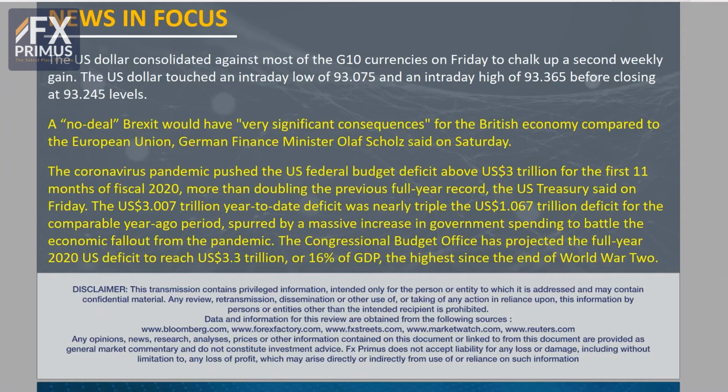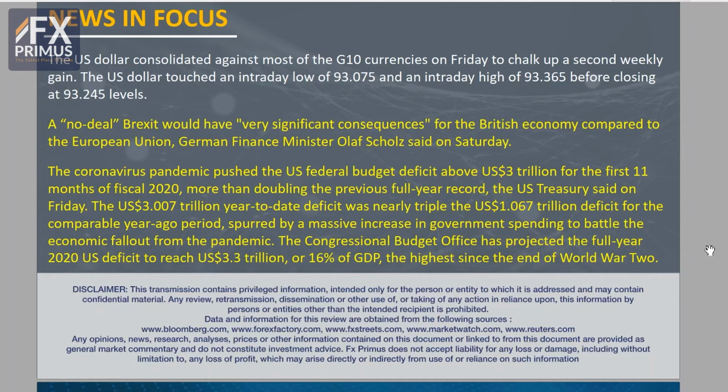So again, it is quite an intense standoff at the moment between the UK and the European Union. Other news over the last 24 hours: the US Treasury Department reported that the US federal deficit rose above 3 trillion US dollars for this year. And of course, this 3 trillion US dollar deficit was triple the amount of 1.06 trillion for the previous year. This was due to the impact of the coronavirus pandemic, which caused not only the US but global economies to almost go to a standstill.